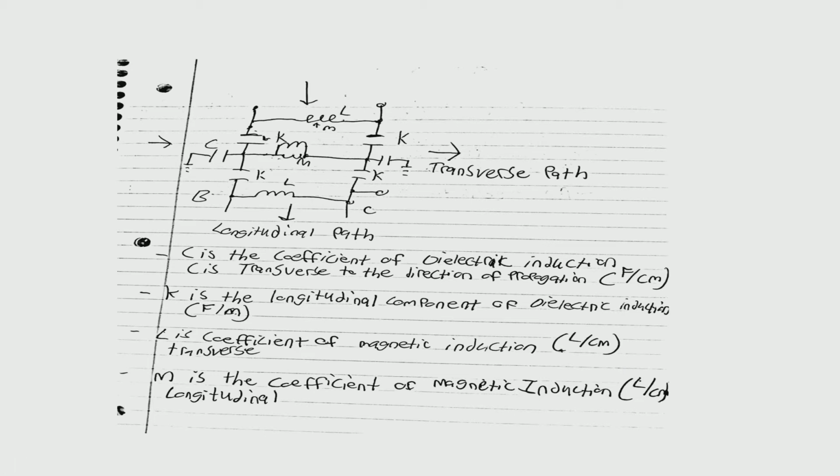Pretty much what's happening here is, don't think of it as your conventional electrical circuit. Think of this as a very complex waveguide, okay? So pretty much what you need to know here is just what these coefficients mean. So C is the dielectric induction coefficient, transverse. K is the dielectric longitudinal component. L is going to be the coefficient of magnetic induction, which is transverse, and M is going to be your longitudinal magnetic coefficient.